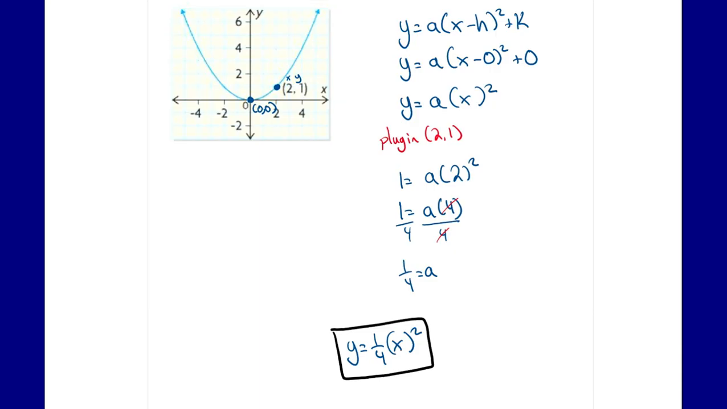If we take a look at it, we can see our vertex hasn't moved. It's still at 0, 0, so there's no shift left or right, and there's no shift up or down. We can also see that it does appear to be wider, so that means our a value would have to be a decimal, which would work in this case, because we do have our fraction for our a value, or 0.25.